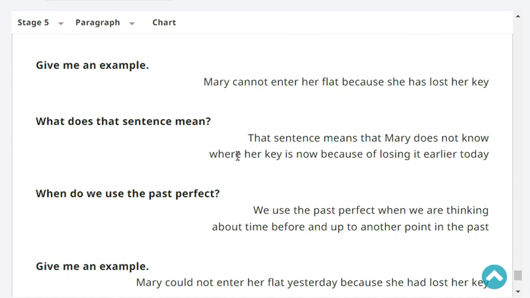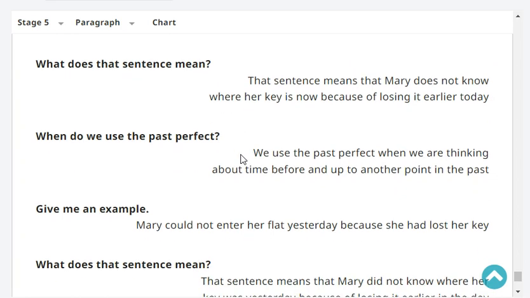When do we use the past perfect? We use the past perfect when we are thinking about time before and up to another point in the past. Another point in the past. Very good. Give me an example.